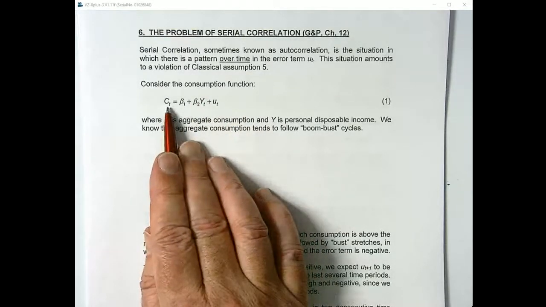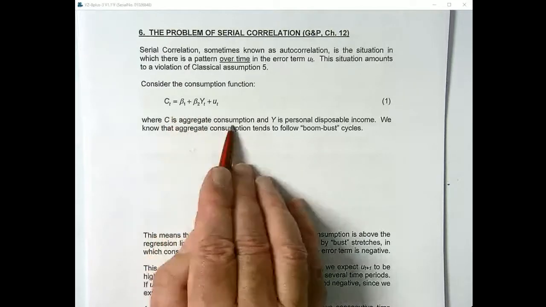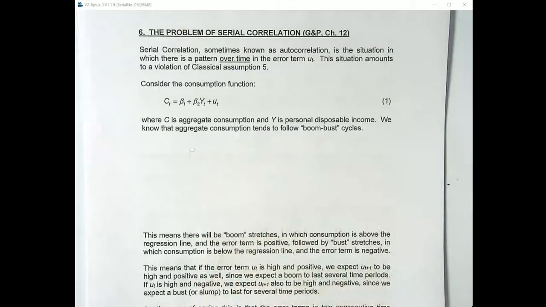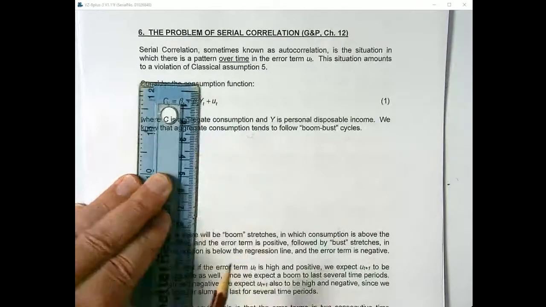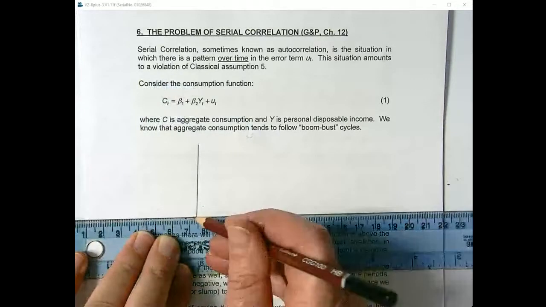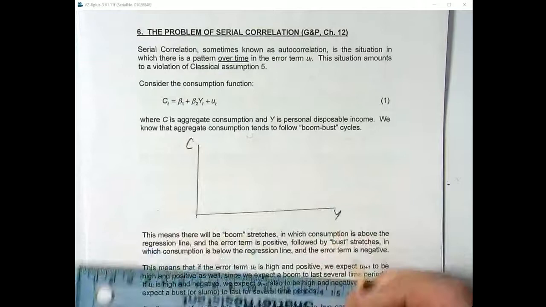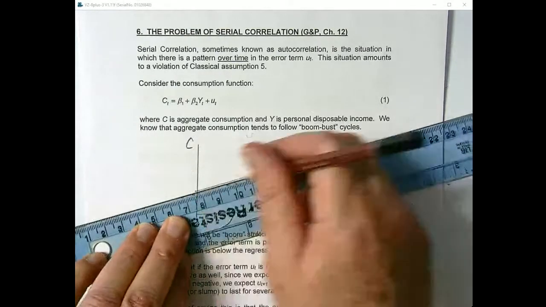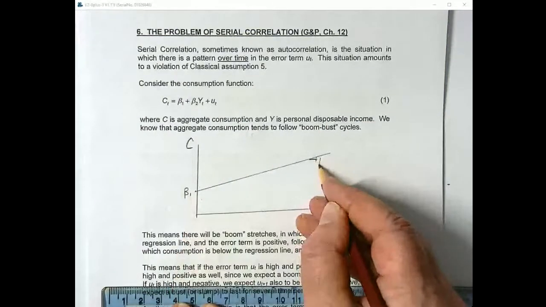Consumption in time t depends on income in time t. Now this is a macroeconomic model. Aggregate consumption, personal disposable income. And yeah, the diagram that's relevant here is basically this. It's a consumption function. Consumption against income. And the thing we're trying to estimate is the thing that we call the consumption function, and it has intercept beta 1 and slope beta 2.